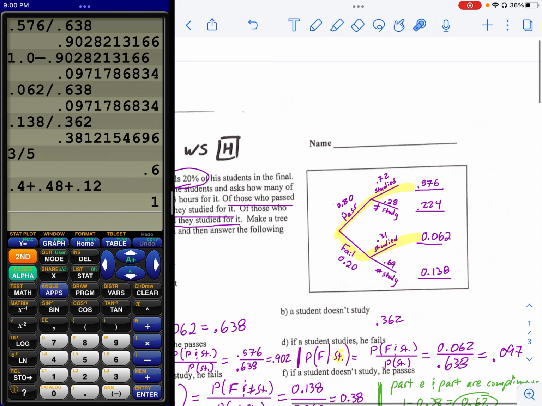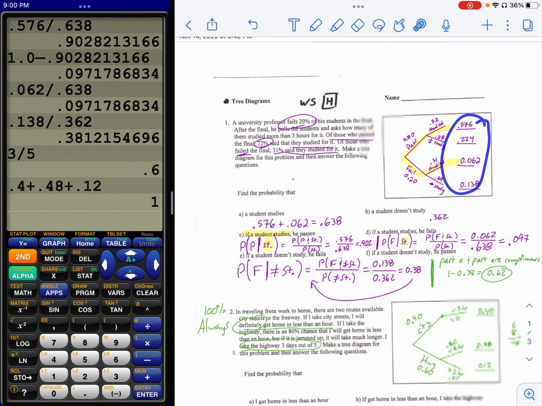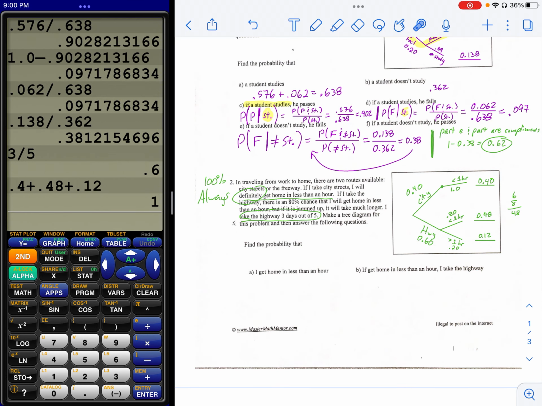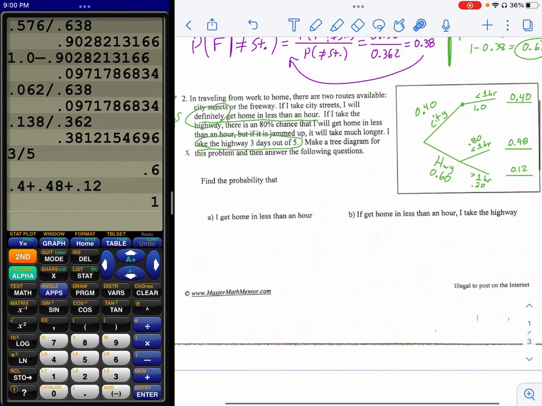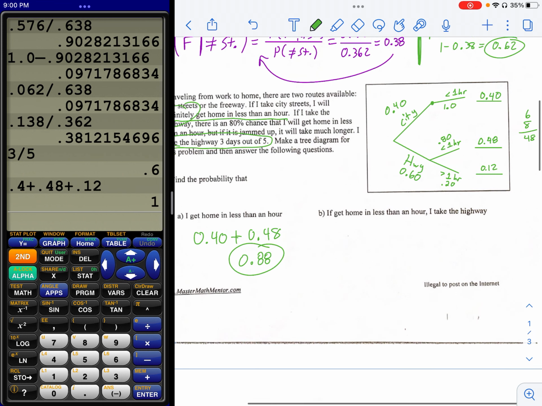Right? Good. Because one of these three things must happen. I didn't say that up here, but again, if you added up all four of these, it's 100%. Okay? It covers all the possible things that can happen. So, part A. What's the probability I get home in less than an hour? Okay, well, that would be this branch plus this branch. That looks like 0.40 plus 0.48, so 88% of the time.